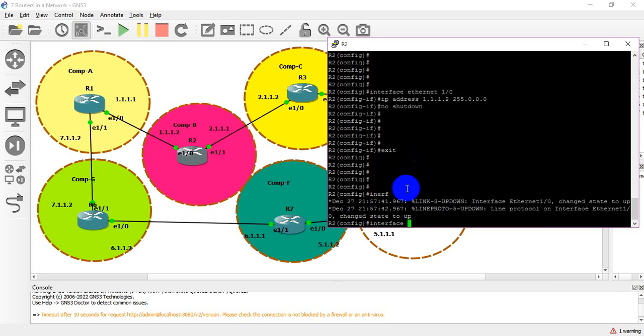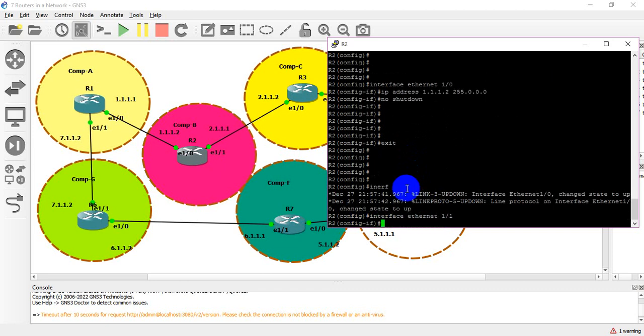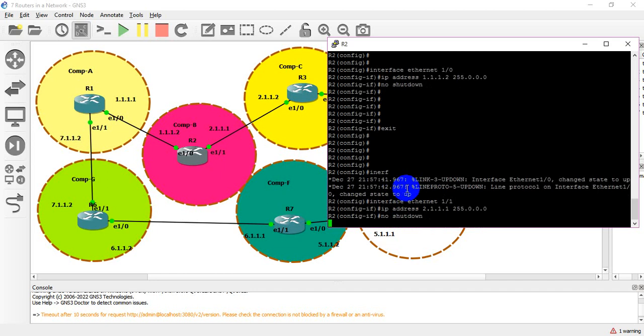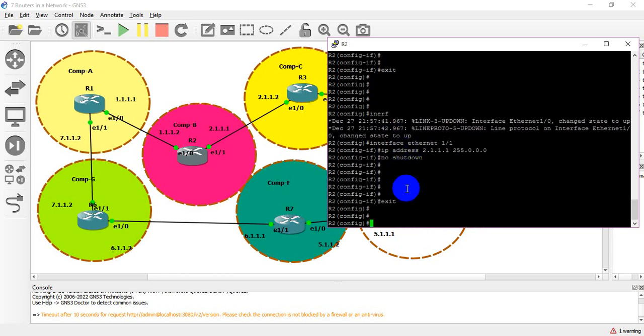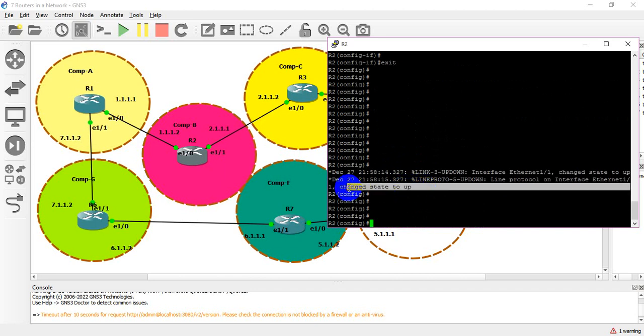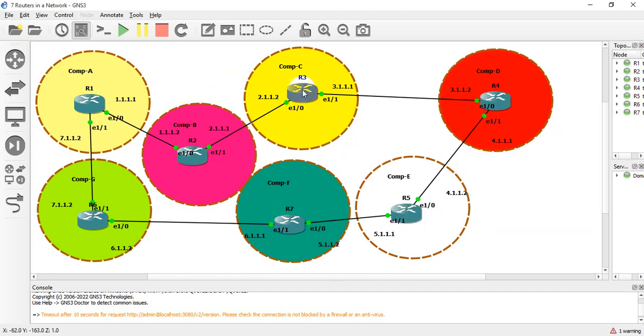Right here, interface, ethernet 1 by 1, IP address is 2.1.1.1, 255.0.0.0. It is the subnet mask of class A. IP address 2.1.1.1. Say this port no shutdown, to keep it up for communication. And now as you can see, this port is up for communication. Let's configure this company C router as well.